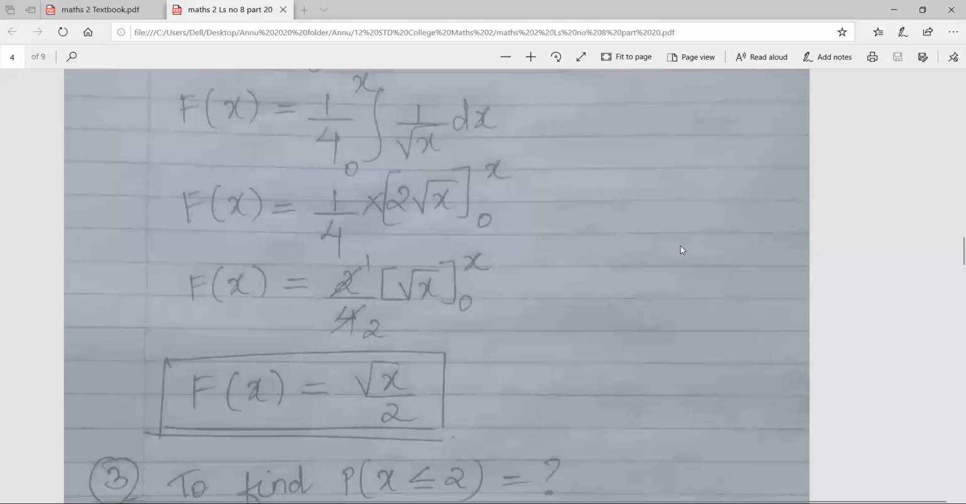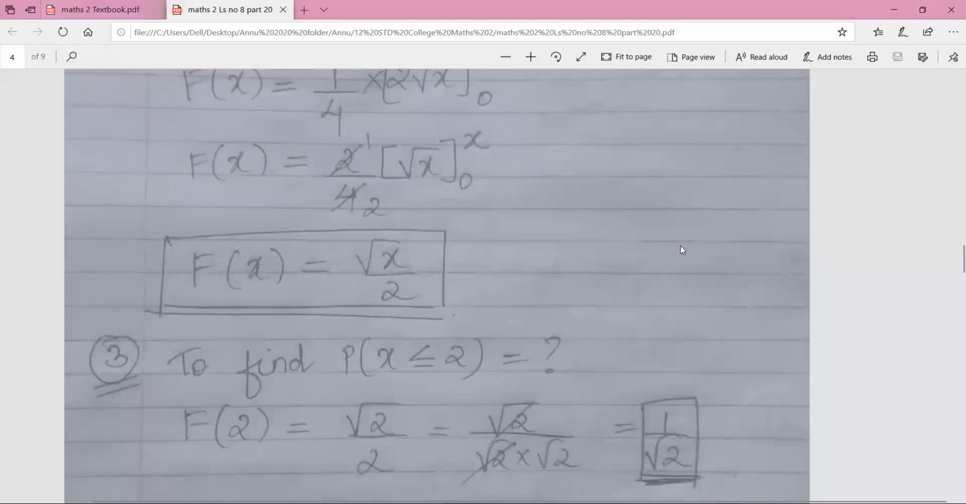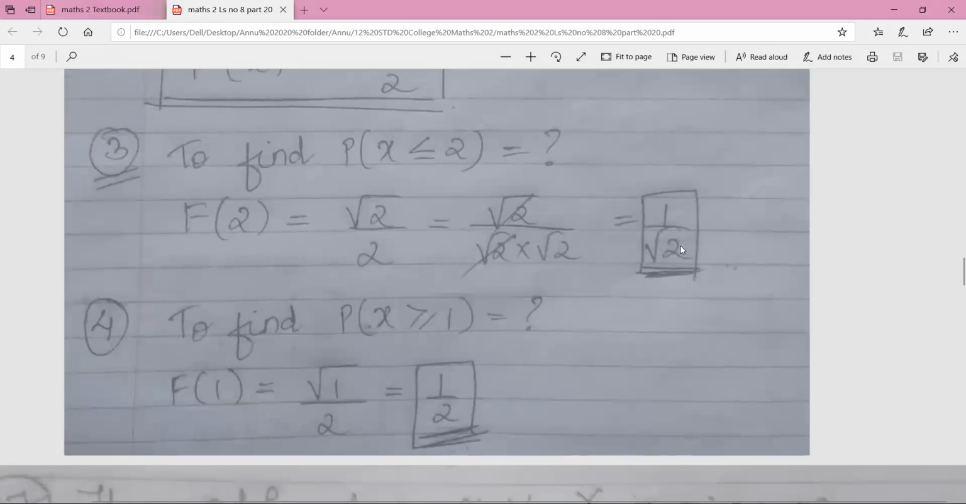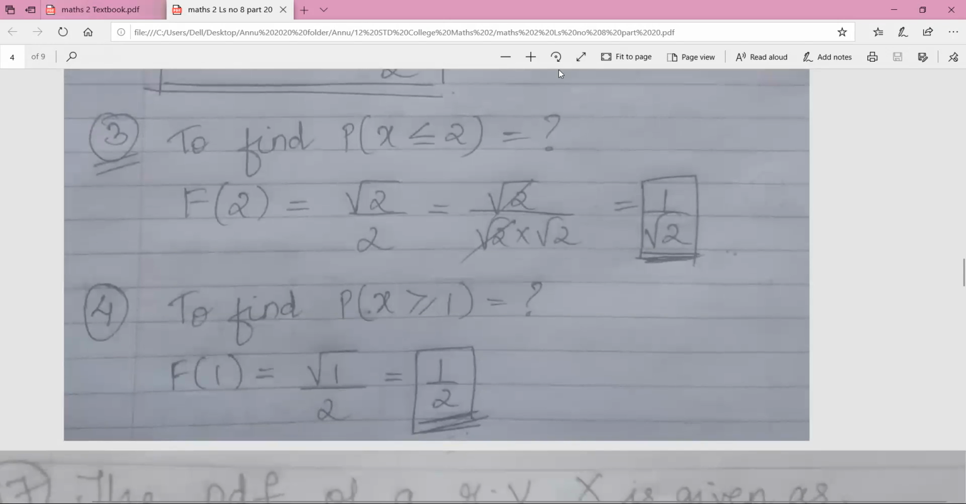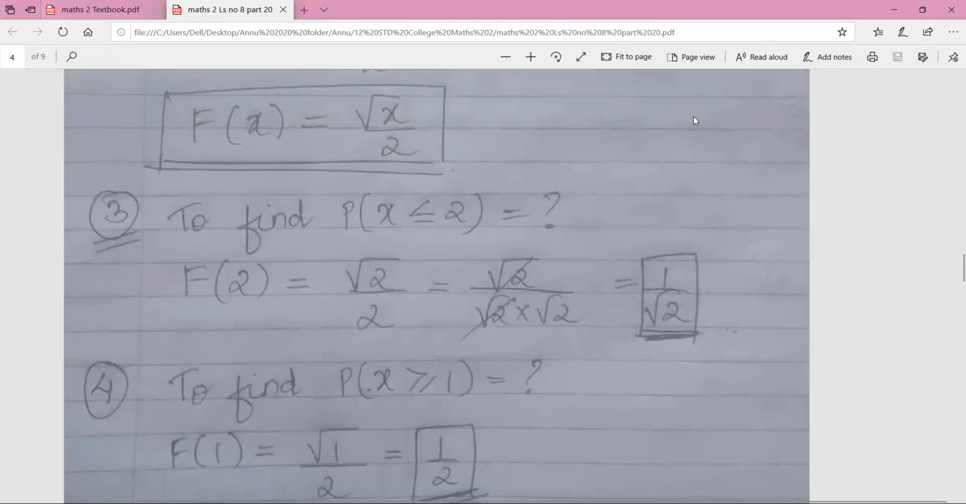Now moving on to the third stage. They have told us to find the value of probability x less than or equal to 2. So, less than or equal to 2 they have told, so directly I can take F of 2 over here. As you can see, F of x we got recently on the upper side, point number 2, was root x by 2. So I have got the value of F of x to be root x upon 2. So F of 2 will be root 2 upon 2.